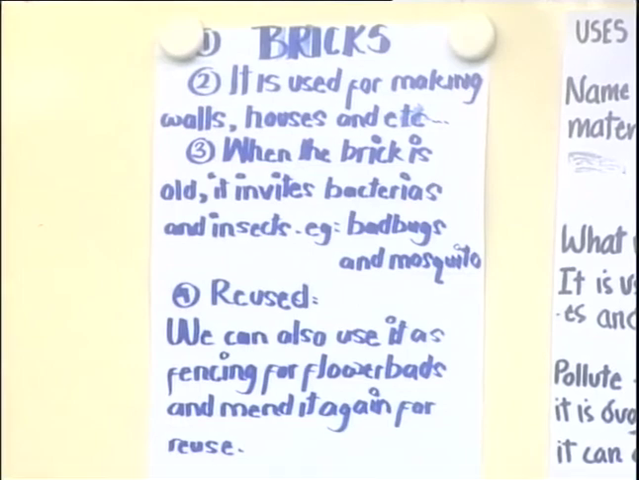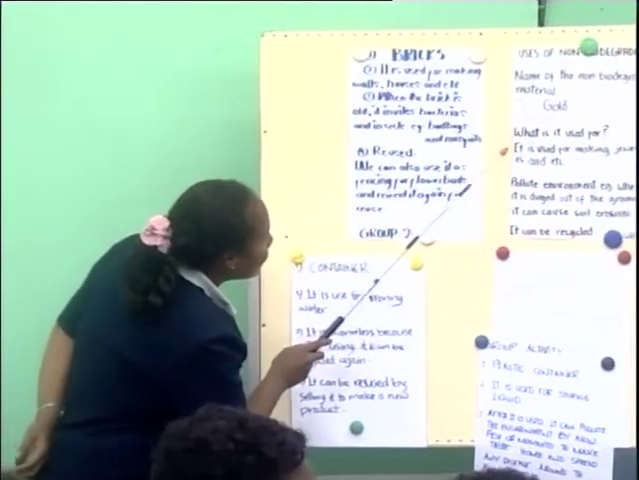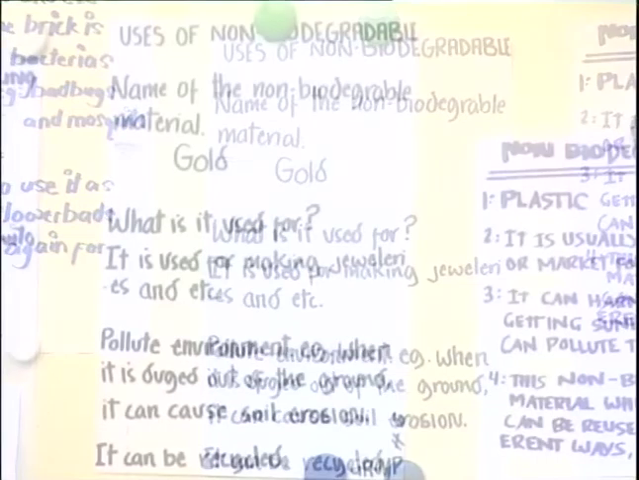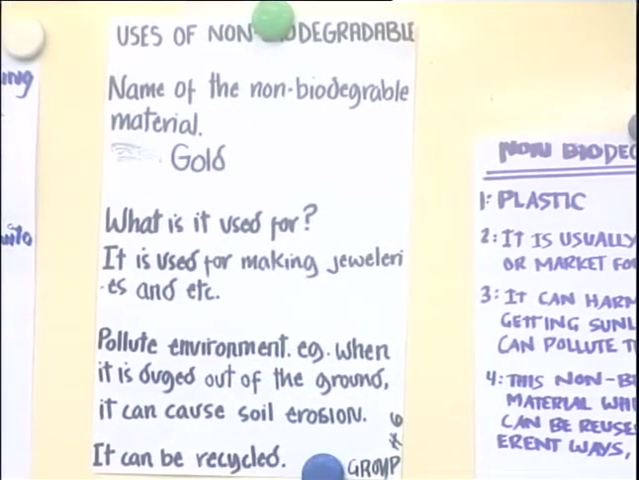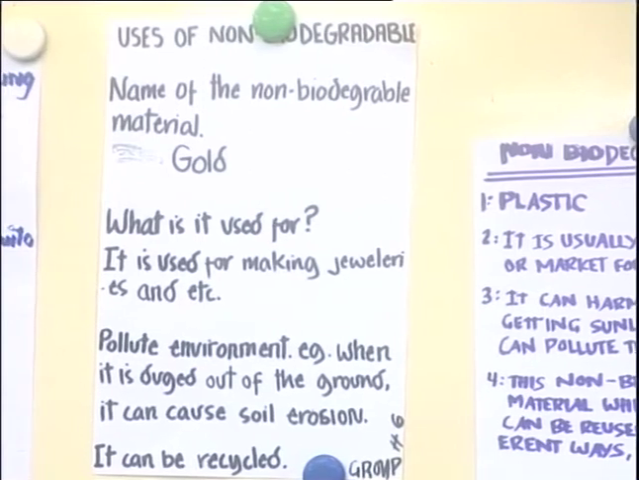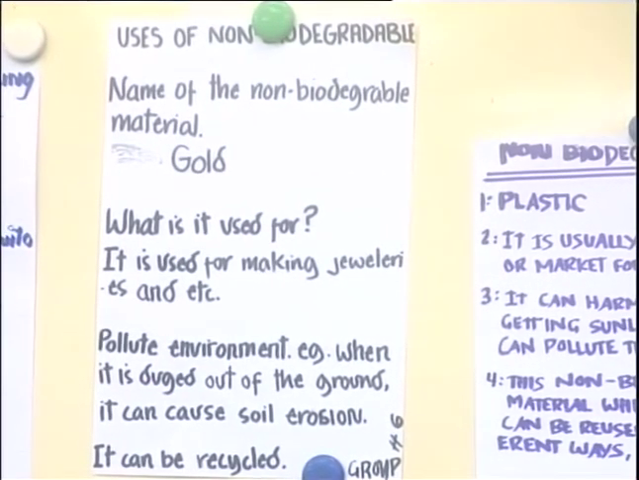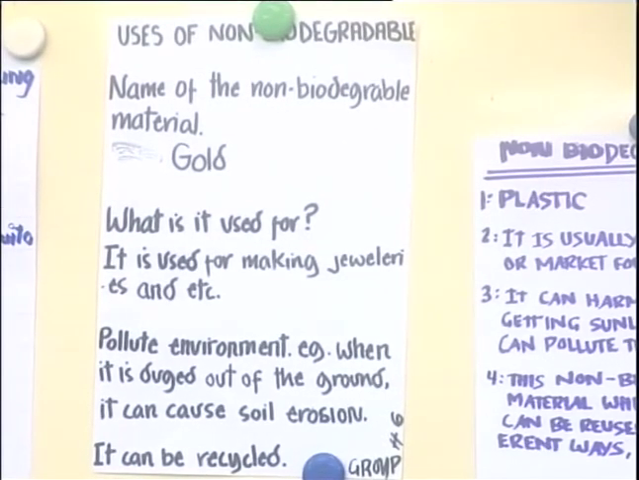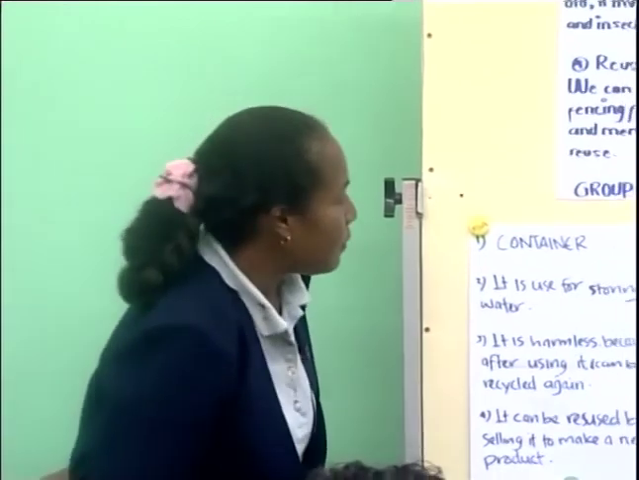Okay. Right, next one, gold, pollutes the environment. Example, when it is dug out of the ground, it can cause soil erosion. Don't you think so? Yes. Receiving students, if you have that, also good on you. Or if you have answers apart from what the model class has, your teacher will help to check. Now, what about plastic?